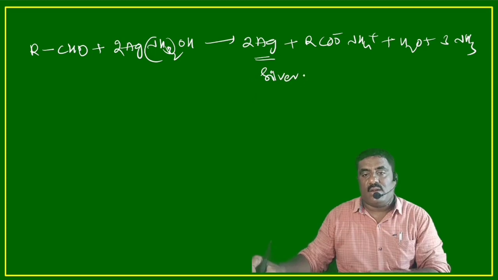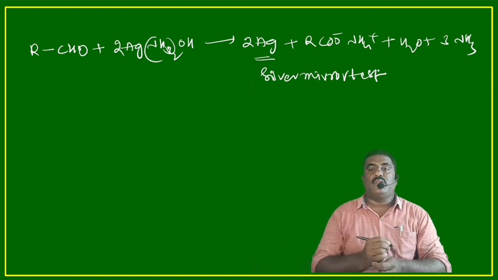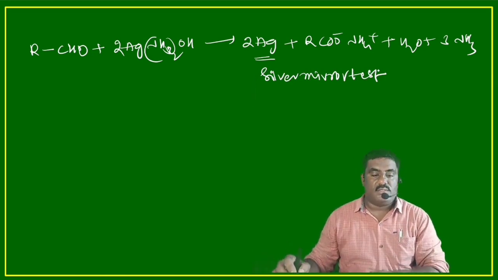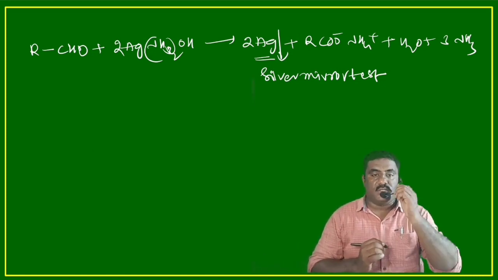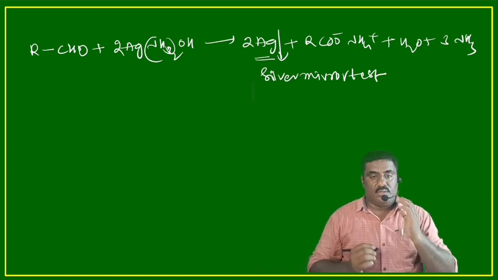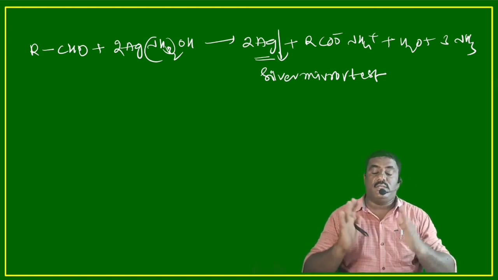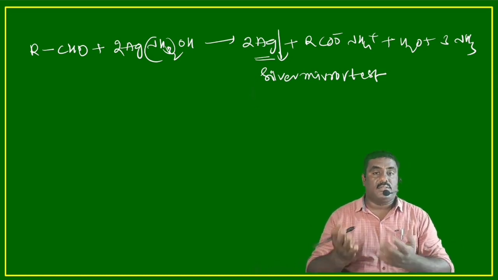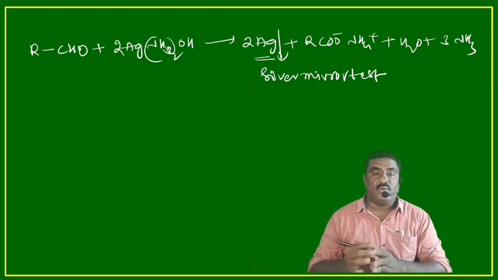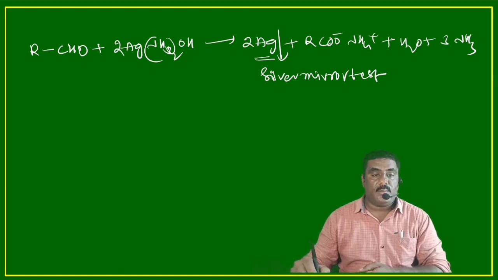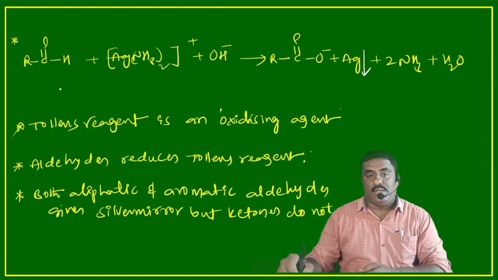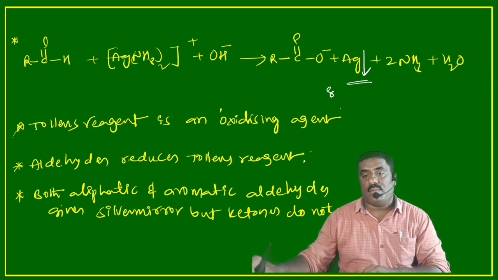An aldehyde with the Tollens reagent gives the silver mirror test. Yes, it is a precipitation. Which compounds give the Tollens test? Aliphatic aldehydes and aromatic aldehydes are oxidized to give the test. Aldehydes with the Tollens reagent give the silver mirror test.